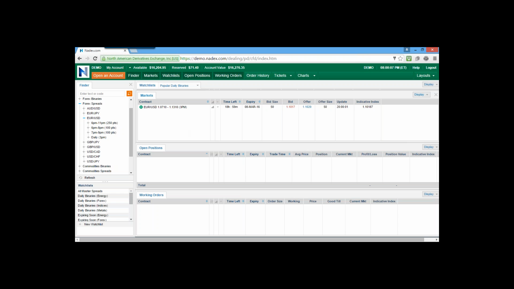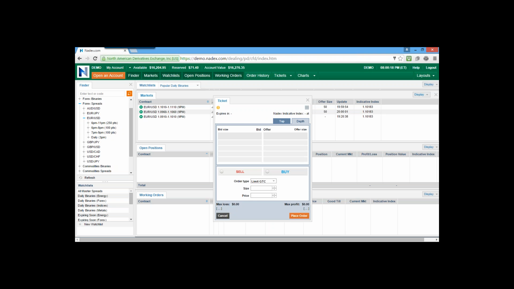Well, let's look at something here. Let's look at 7 to 9 p.m. This spread right here, the one right in the middle. If I want to buy this spread, what do I have to put up? I've got to put up 60 bucks, and I have a profit potential of 40 bucks.